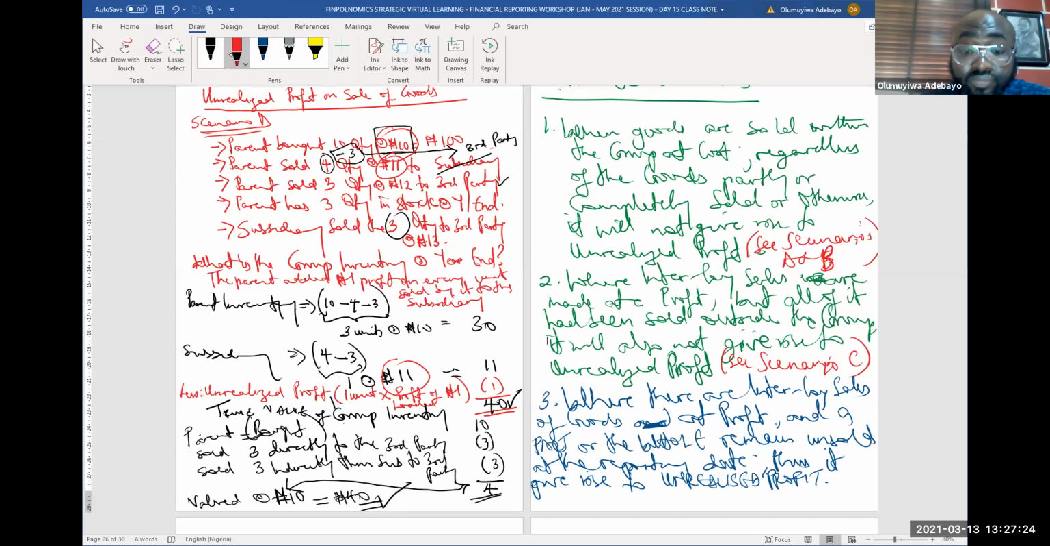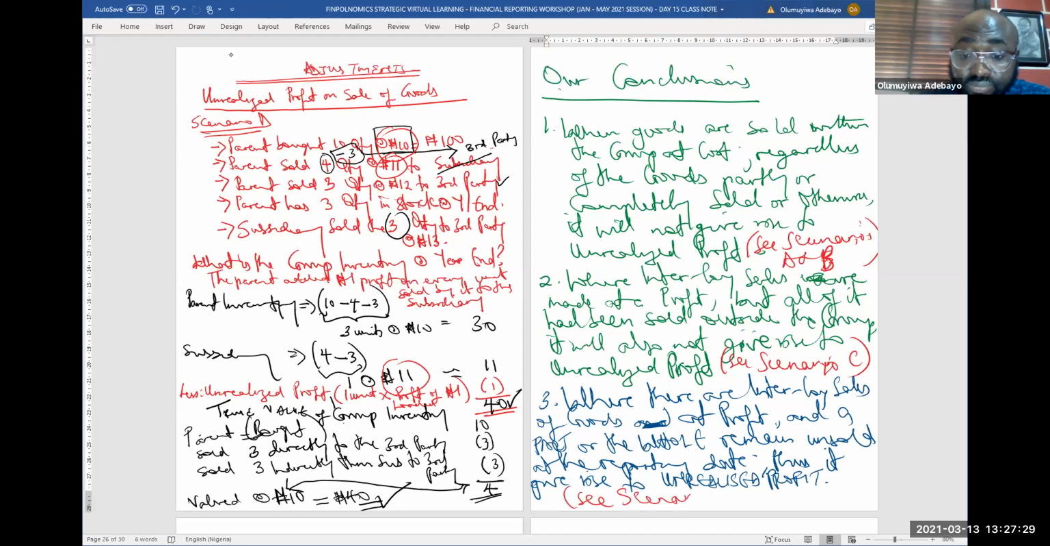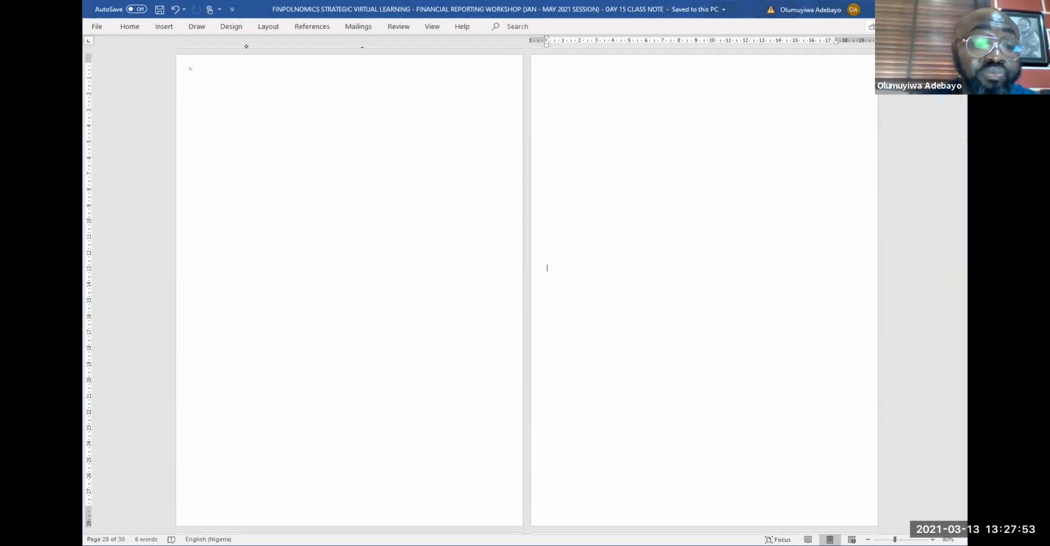See scenario D. Does that make sense to us or not? Does that make sense to us? I want to answer. Yes. Yes. Okay. If that is the case, then what is unrealized profit adjustment? Then unrealized profit adjustment is derived as thus.